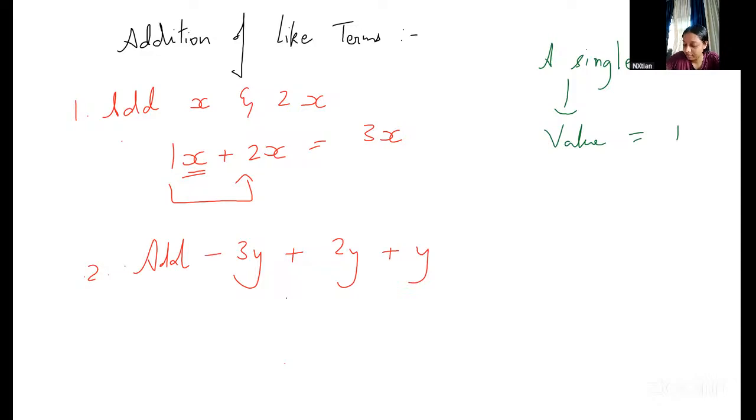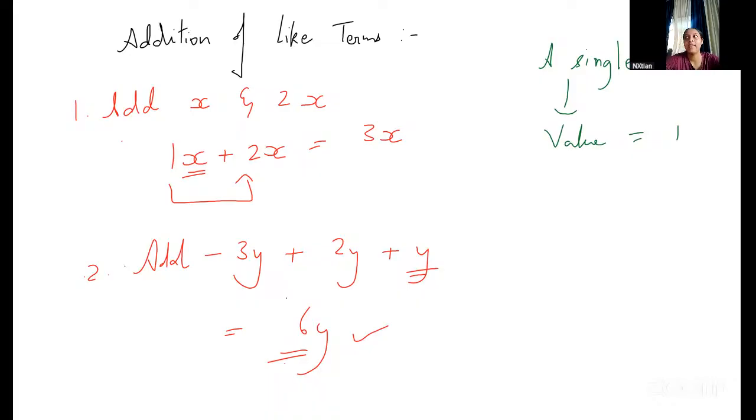Add 3y plus 2y plus y. Can you all add all the terms in this expression and let me know the answer? Ma'am, is it 6? Very good. We have 6y. Why 6y? Because 3y is there, then 2y is there, and then another y is there. A single y means that it has a value of 1. So the answer becomes 6y.